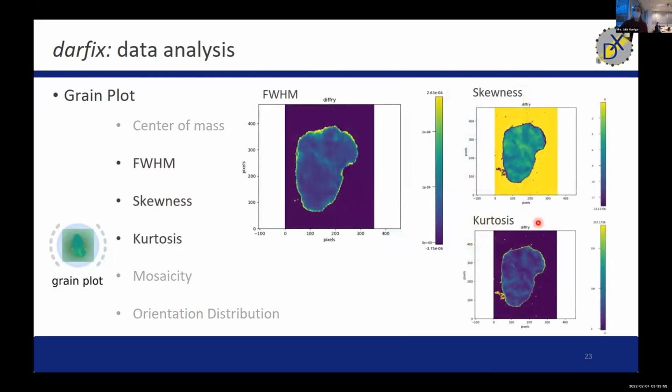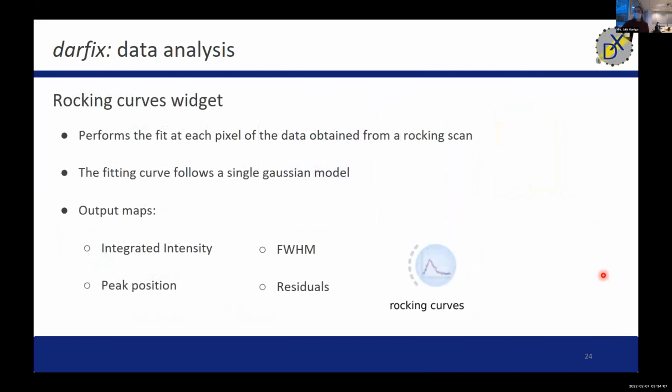Here we have an example of also the full width half maximum map, skewness, and the kurtosis. Then we have the rocking curve widget. The rocking curve widget performs the fit at each pixel of the data. This fit follows a single Gaussian model, and after fitting, we show 4 different maps: the integrated intensity map, the peak position, the full width half maximum, and the residuals. These maps are computed using all the stack of the fitted images.